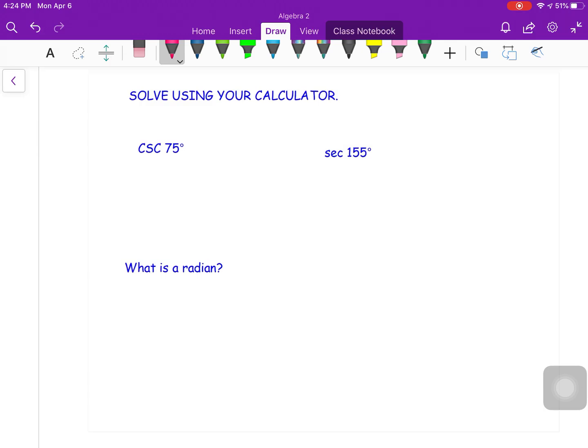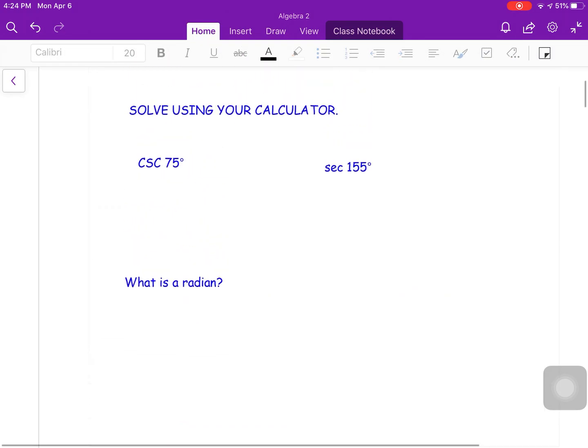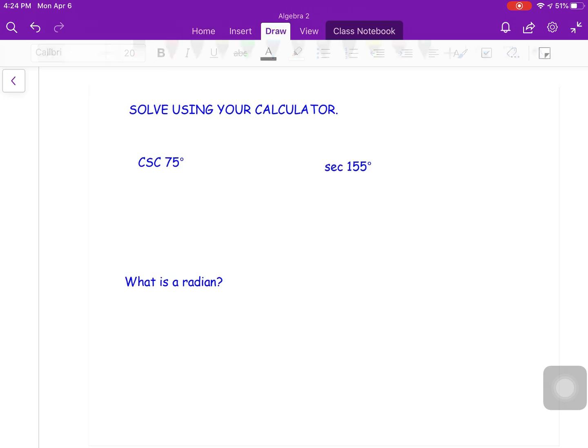Talk about 13.2, which is basically going to answer the question, what is a radian? So first of all, let's do a little bit of reviewing.